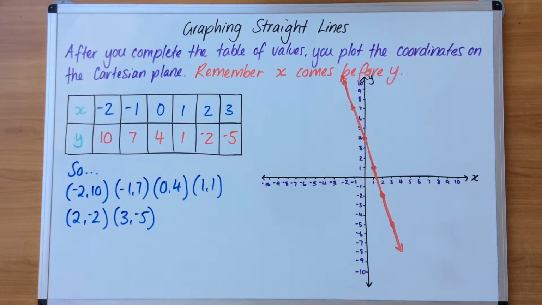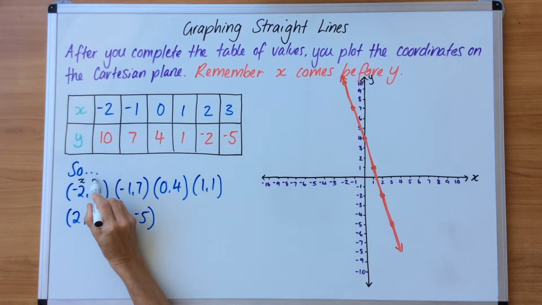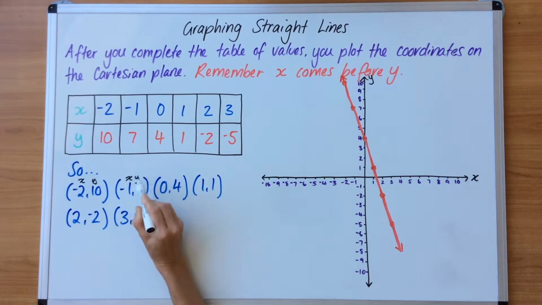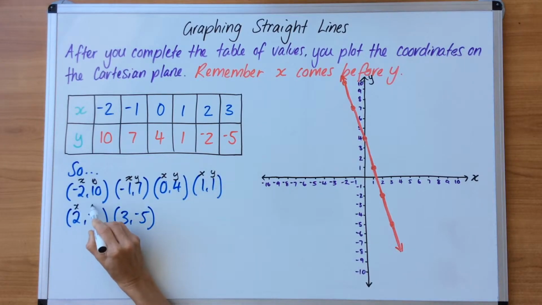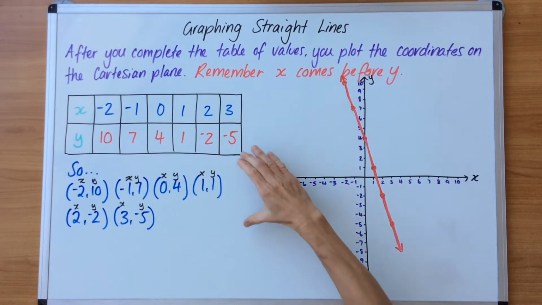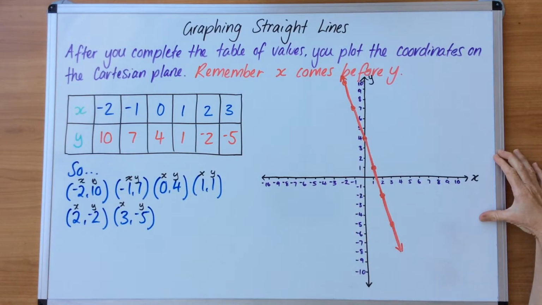So I've already done that for you, but I'm going to take you back now and show you how I did it. Starting with negative 2 and 10. You have to remember that x comes before y. So this is an x and this is a y. This is an x, this is a y, x, y, x, y, x, y, x, y. And remember, the rule of thumb is you have to crawl before you walk. So when you're young, you horizontally crawl across the floor before you get older, and you stand up and walk and go up vertical. So crawl before you walk, that's the rule of thumb.